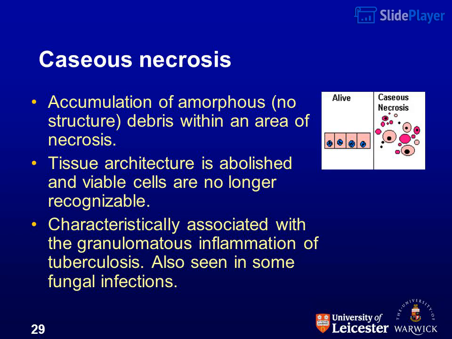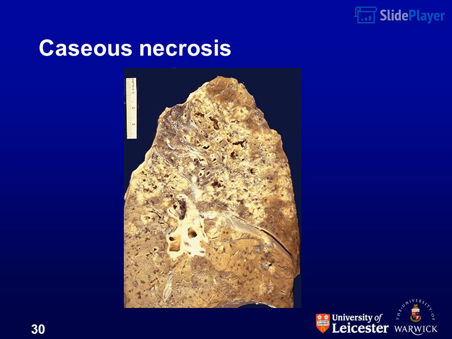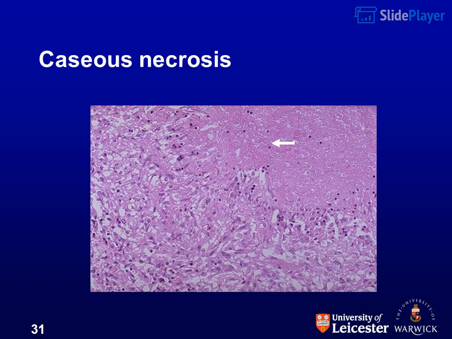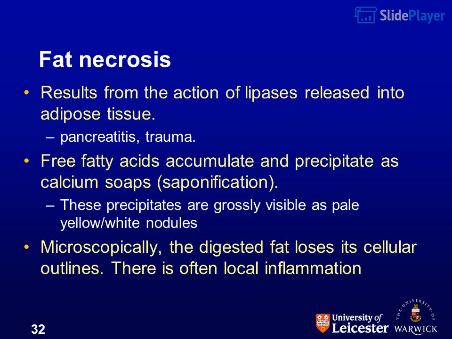Caseous necrosis. Accumulation of amorphous, no structure, debris within an area of necrosis. Tissue architecture is abolished and viable cells are no longer recognizable. Characteristically associated with the granulomatous inflammation of tuberculosis. Also seen in some fungal infections. Caseous necrosis.